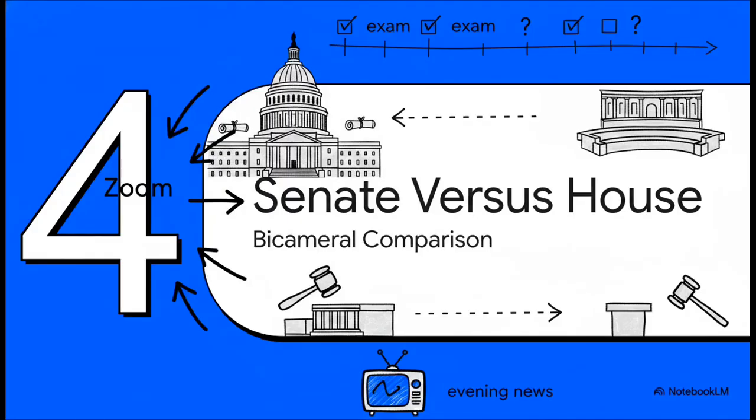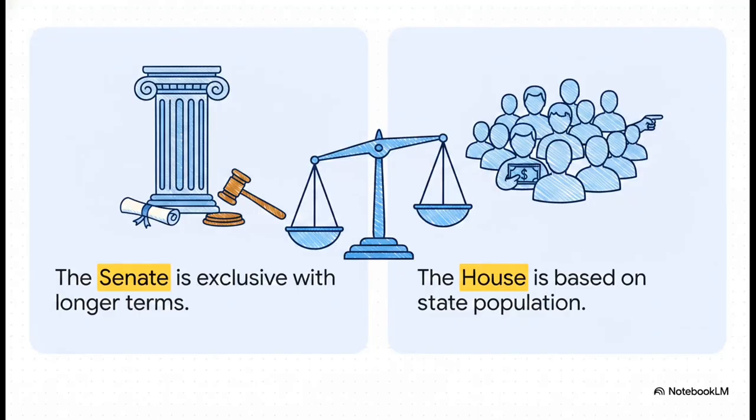That brings us to Section 4, Senate versus House. Let's do a quick bicameral comparison. If you're studying for an exam right now, pay really close attention to the distinct personalities of these two chambers. On one hand, you have the exclusive upper chamber, the Senate. On the other, the population-based lower chamber, the House of Representatives.